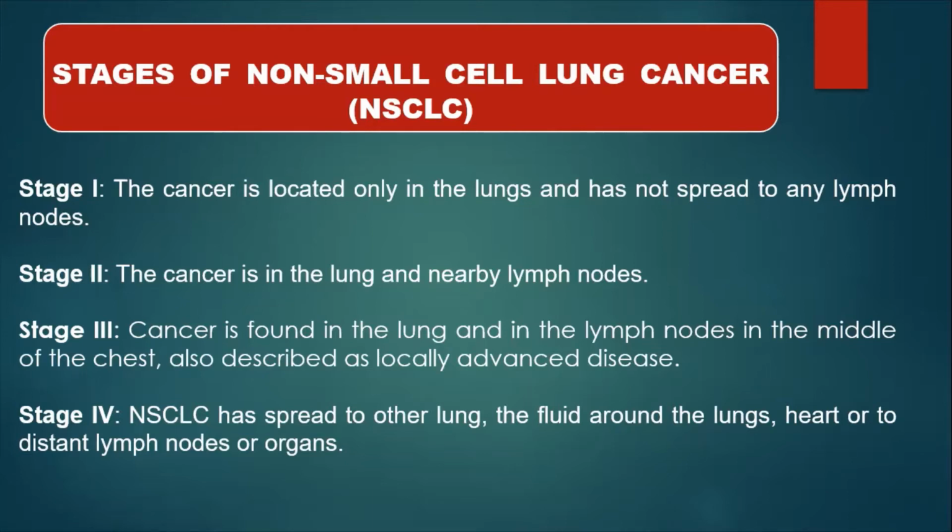During the third stage, which gets counted as one of the advanced stages, the cancer is found in the lung and in the lymph nodes in the middle of the chest. And during the fourth and final stage, the NSCLC has spread to other lungs, the fluid around the lungs, heart, or to distant lymph nodes or organs.